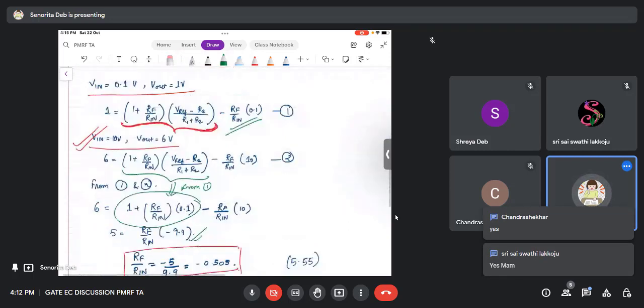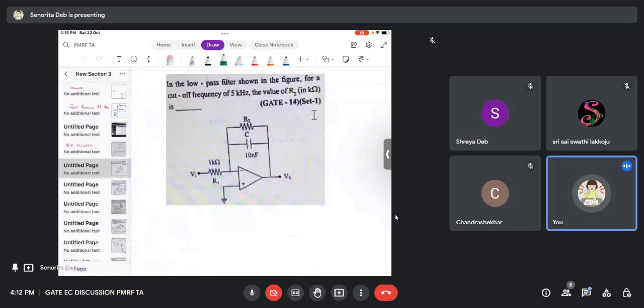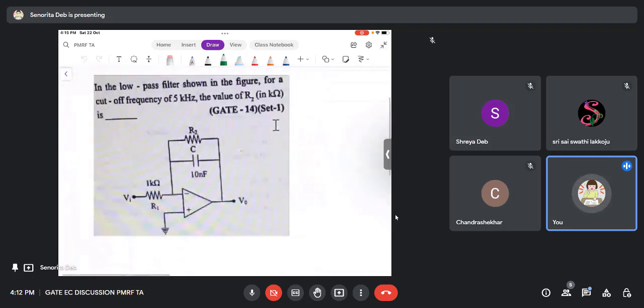So today we will be doing only Opamps. I have selected some questions from Opamps. This question was GATE 2014 set 1. It's a simple question. There is nothing in this question at all. You only have to put KVL, KCL, or if you know the behavior of a low pass filter circuit, you could have directly solved the question. So I'm going to solve the KVL or KCL equations.